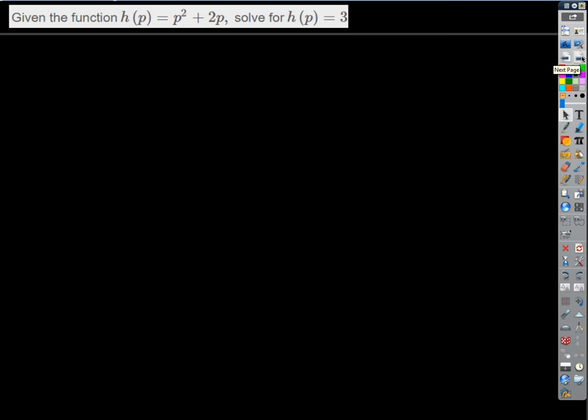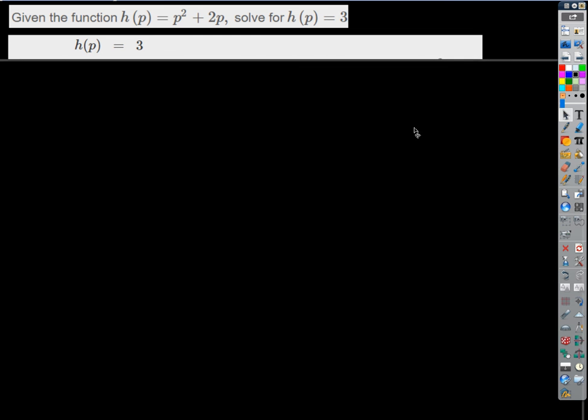Okay, what about something like this? This is a different type of question. So now we're given a new function, h of p equals p squared plus 2p, and it says solve for h of p equals 3. So what would I be doing, Kendra? Would you set the equation equal to 3? Yeah, so I'm setting the function equal to 3. I'm asking the math gods here, when is the function equal to 3, right?